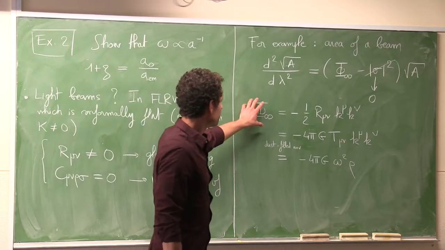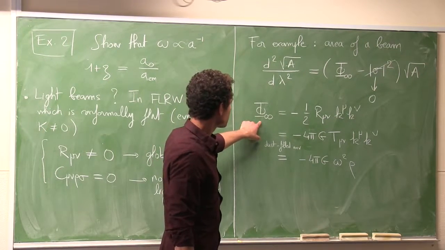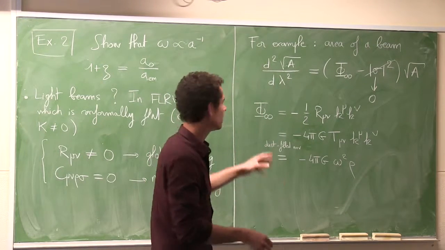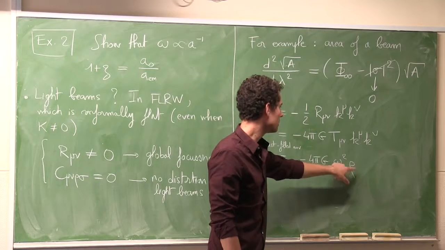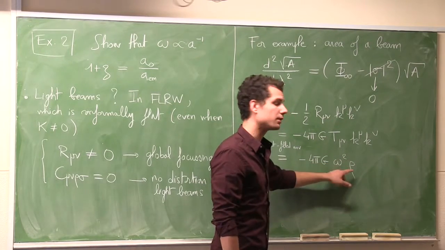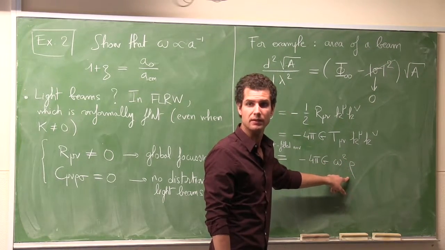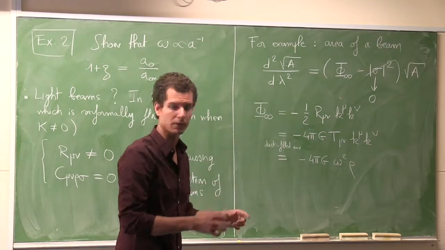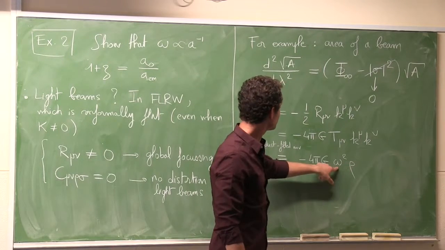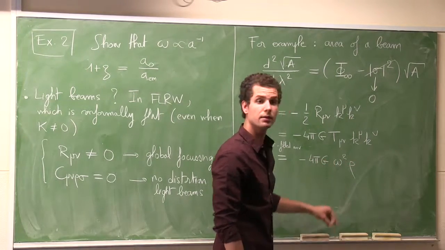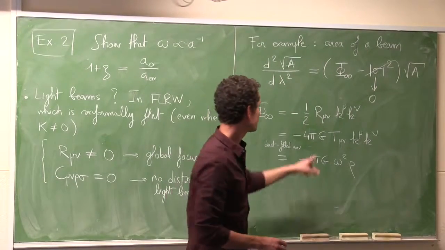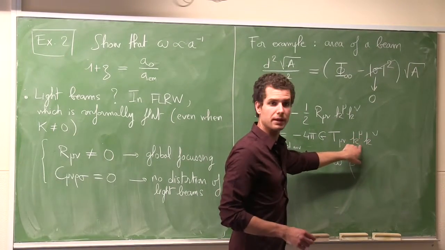So this term is non-zero, and the intensity of its focusing effect on light beams is proportional to the local density of matter. So you have more focusing in the past when the universe was denser, and the also solid angle of your beam. No, the omega squared is the frequency. And it comes from the k mu that we have here.